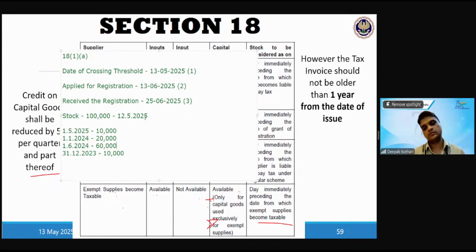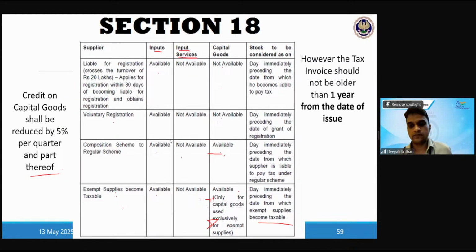Okay, so any stock for those invoices which is 1 year prior to the date of the threshold cutoff date, the invoice that is from one year before, you can take the credit of it; for the earlier ones we cannot take the credit. Okay. We can get credit of 13 May 24 also if there is an invoice. Yes. So the fact is, if you have any invoice after just 1 year prior, you can claim the credit.